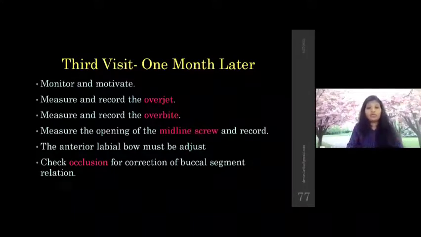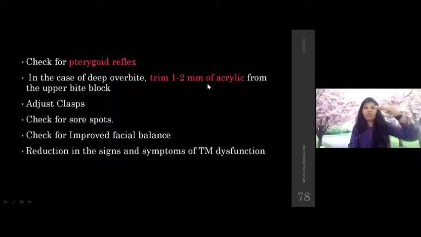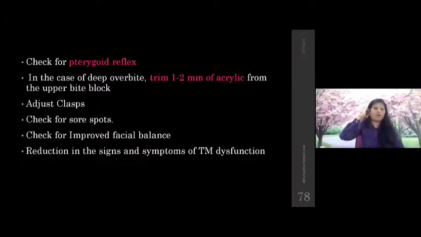Then you check the occlusion for proper buccal segment relation. And after that, you also check for the pterygoid reflex. What is the pterygoid reflex? I'll come to that. If you have achieved the pterygoid reflex, then you start trimming your upper bite block, 1 to 2 millimeters of acrylic. If you remove more than 1 to 2 millimeters, what ensues is a large amount of space. The tongue goes inside it, developing what is called a lateral tongue thrust. In order to avoid that, trim only 1 to 2 millimeters at a time. That is once a month.